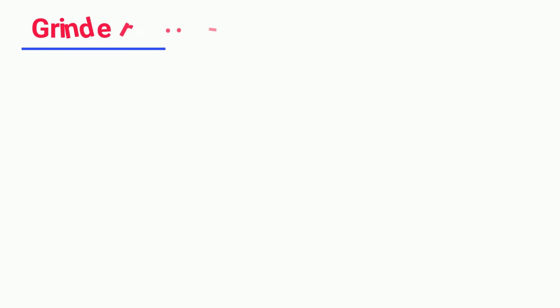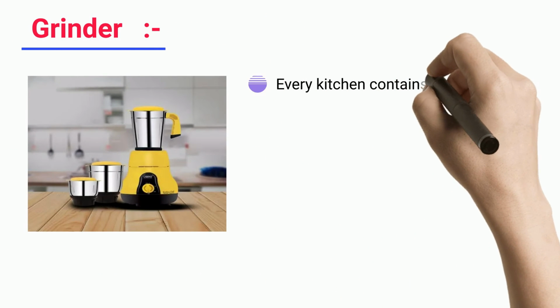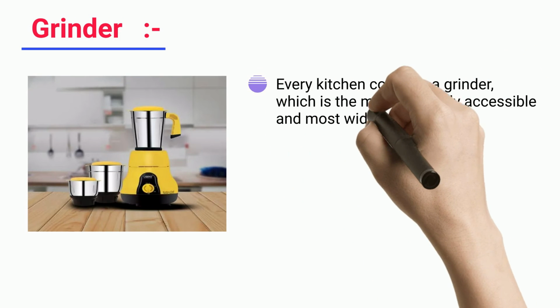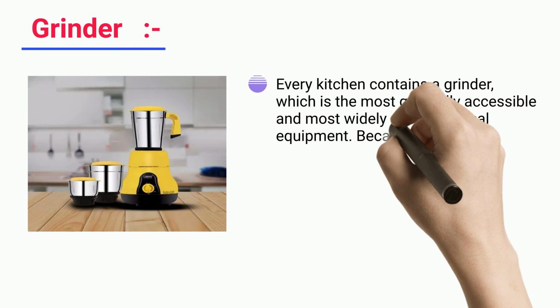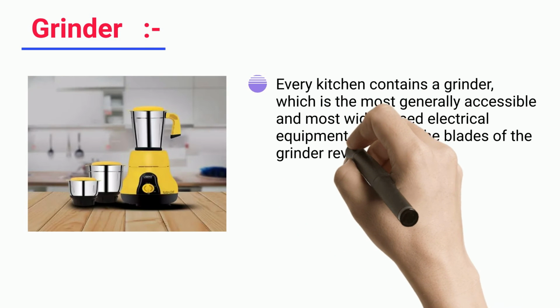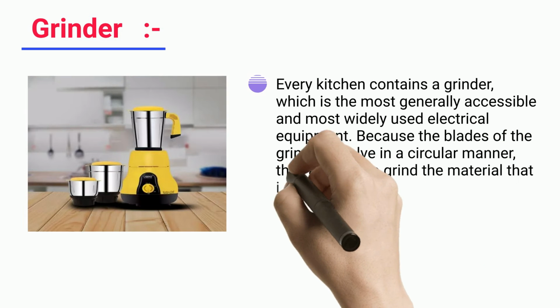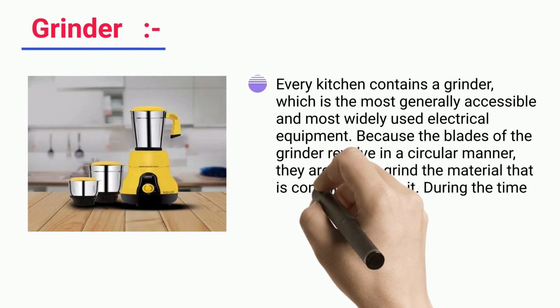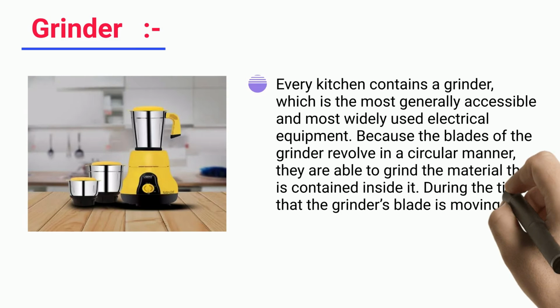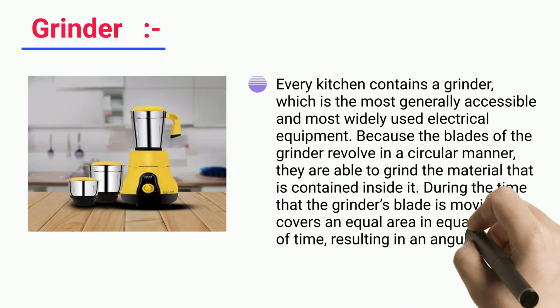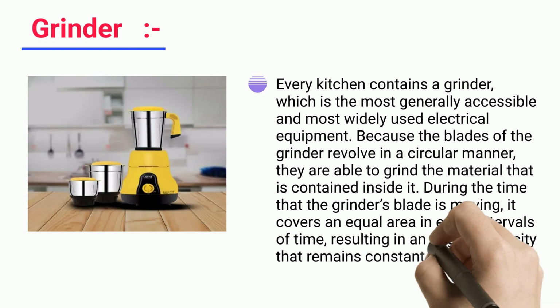Grinder. Every kitchen contains a grinder, which is the most generally accessible and most widely used electrical equipment. Because the blades of the grinder revolve in a circular manner, they are able to grind the material that is contained inside it. During the time that the grinder's blade is moving, it covers an equal area in equal intervals of time, resulting in an angular velocity that remains constant throughout the operation.